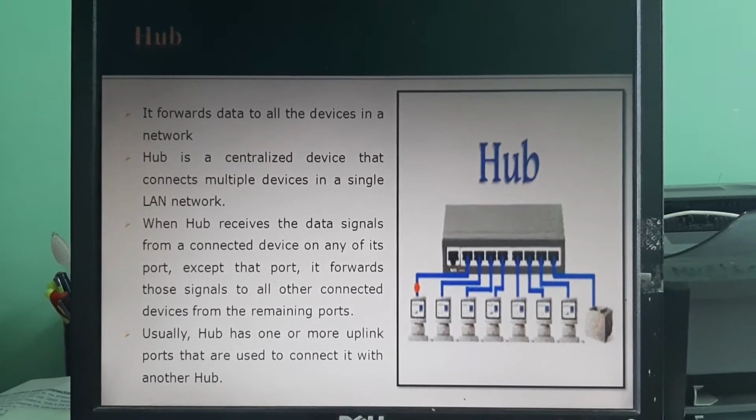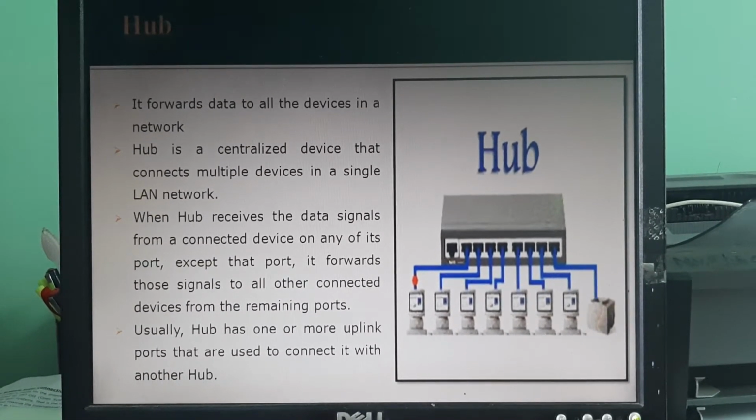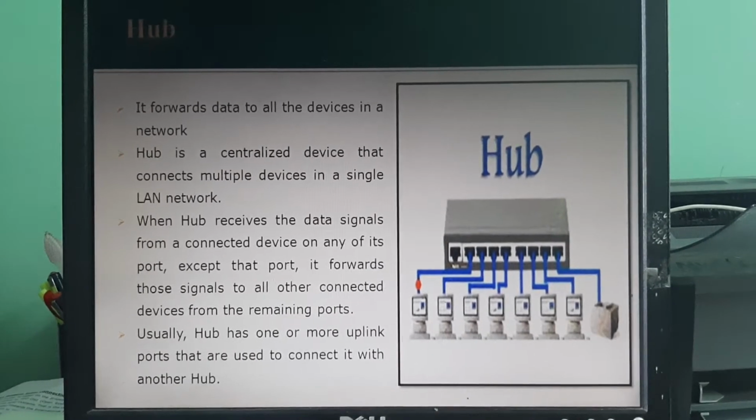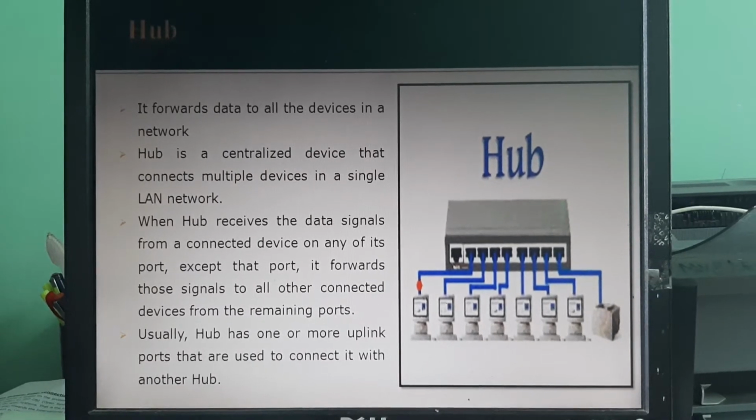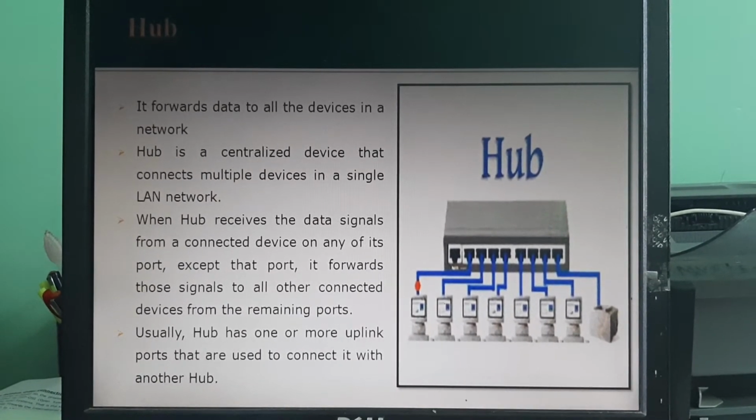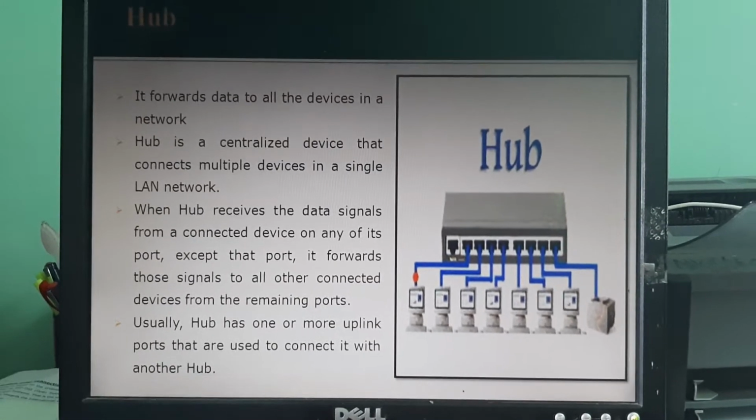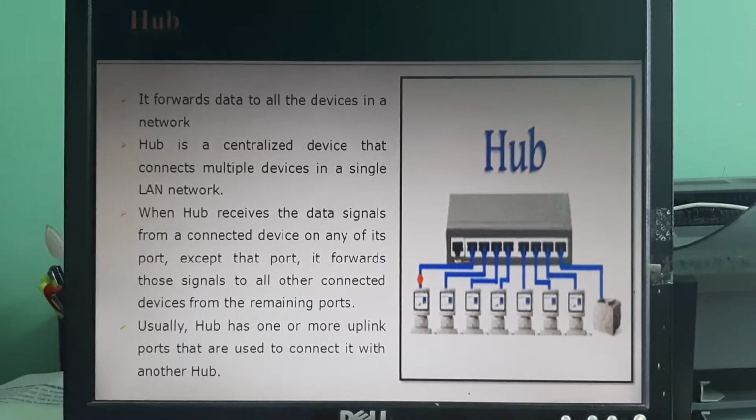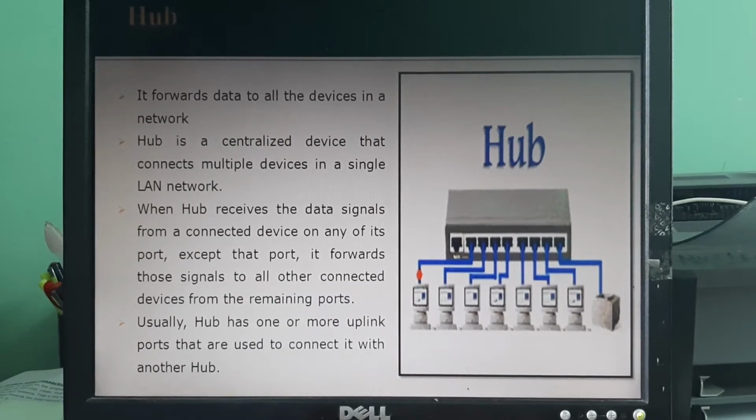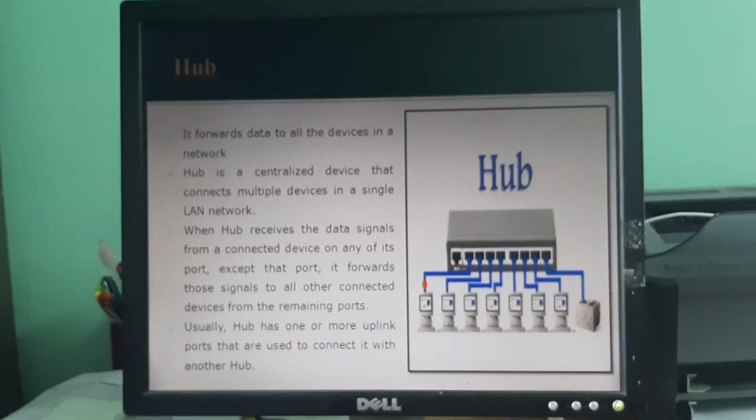When this hub receives a data signal from a computer, meaning from a connected device, except that port, it forwards those signals to all the other connected devices. Repeating again, from whichever device a signal is received, that device is connected to a port, and except that port, the received signal is transmitted to the other devices connected to the other ports, as shown in the connectivity of the hub.